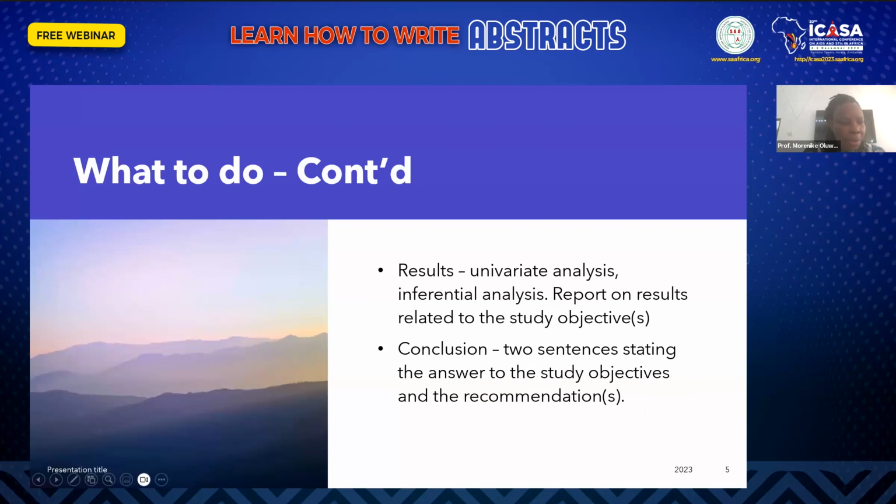The next thing after your method is your results. We would be looking for results that answer your study objective. In effect, if your study objective is looking for an association between A and B, then it's not relevant to start talking about C, D, E. Answer the study questions with your results. We would usually start with the univariate analysis telling us your sample size.